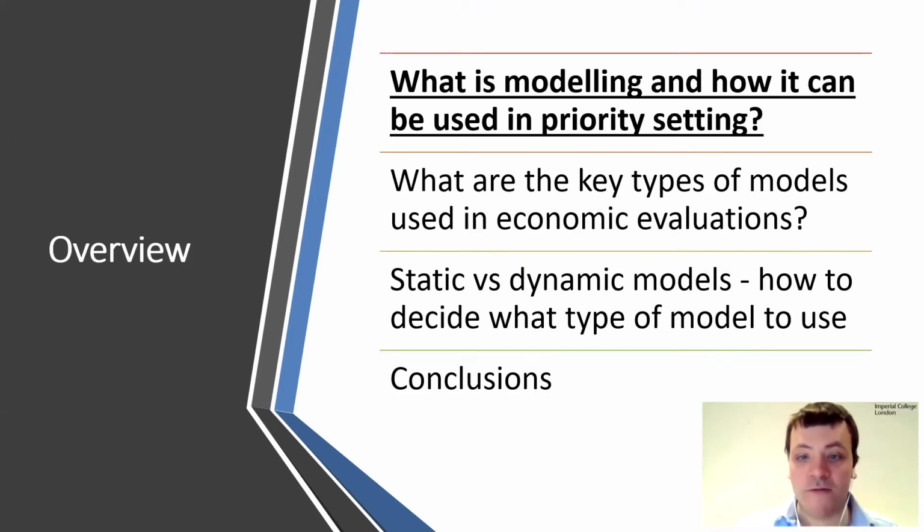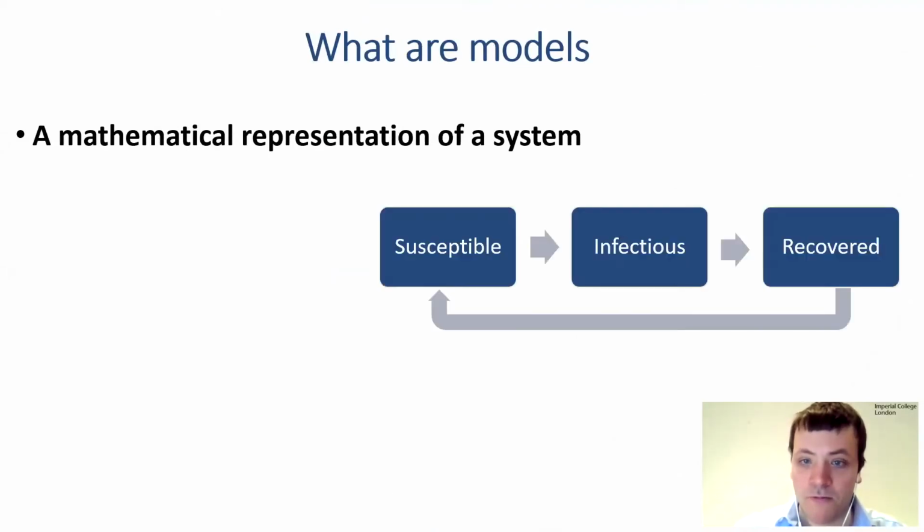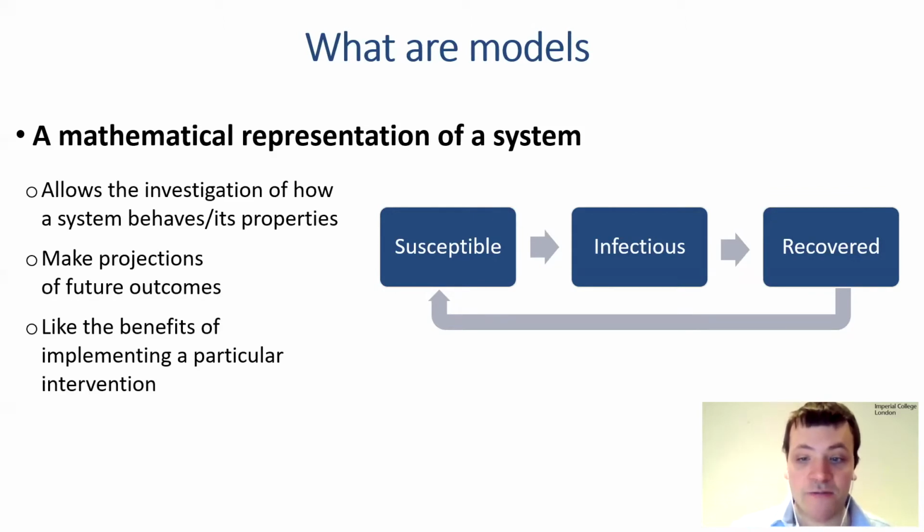So let's start with what is modelling? Well, a model is a mathematical representation of a system. For an infectious disease, this could be looking at the numbers that are susceptible, infectious, and recovered over time. Expressing the system mathematically allows us to investigate how a system behaves and its key properties, and this lets us make projections of future outcomes, such as what are the long-term benefits of implementing a particular health intervention.